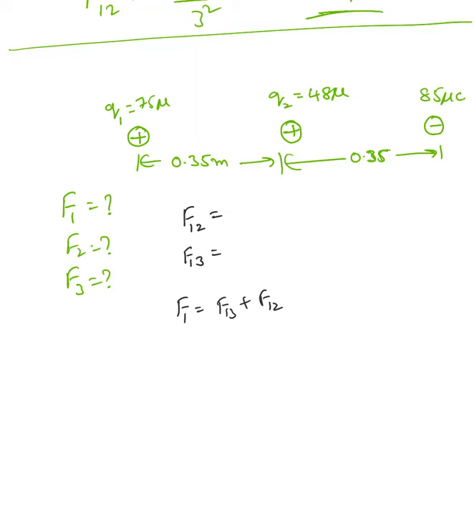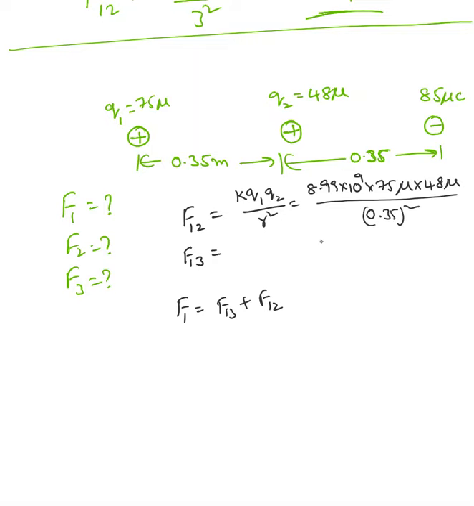Okay, so first we'll find F12 equal to k q1 q2 over r square. K is 8.99 times 10 to the power of positive 9, q1 is 75 micro, and q2 is 48 micro. Micro is nothing but 10 to the power of minus 6. R is nothing but 0.35 meter square. That is F12. That magnitude I have is 264.48 Newton.